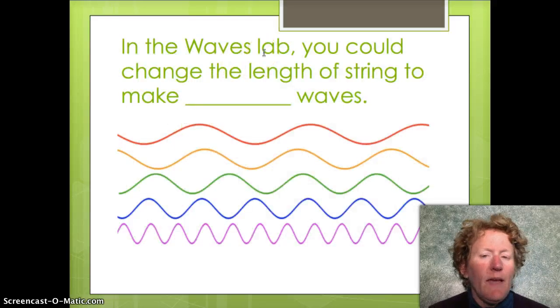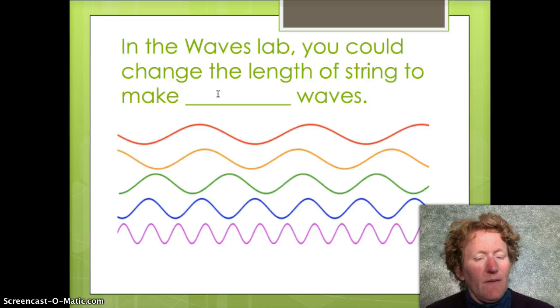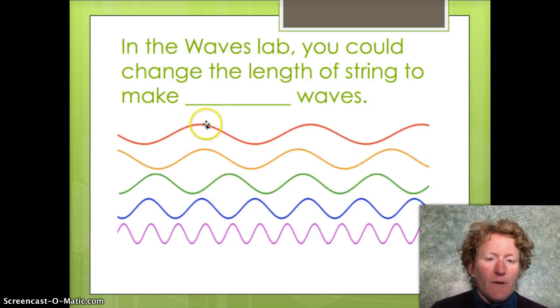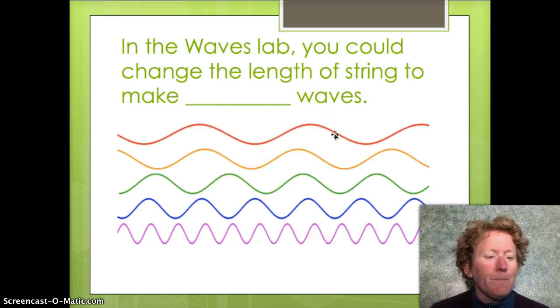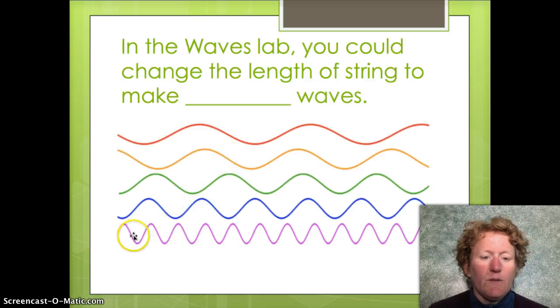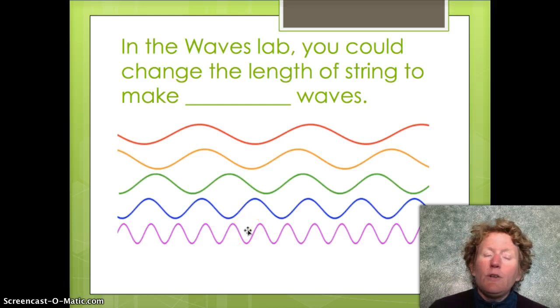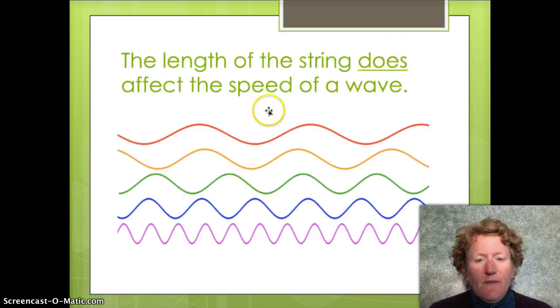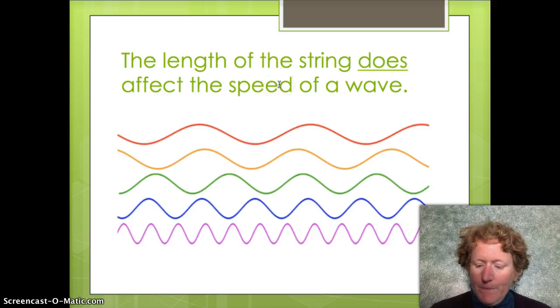In the waves labs that we did, in the first one, you could change the length of the string to make different waves. And those waves had different lengths. For example, if you made the string longer, you could make longer wavelengths like this red wave. Or if you change the length of the string to shorter, you make shorter waves or higher frequency waves. The length of the string does affect the speed of the wave.